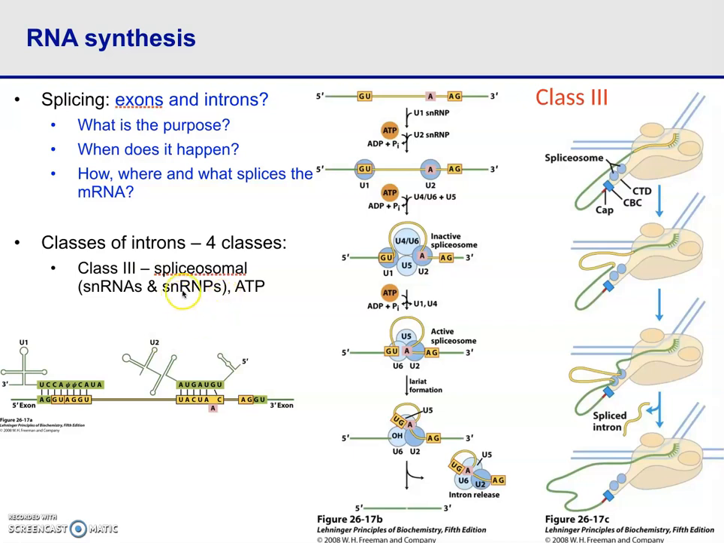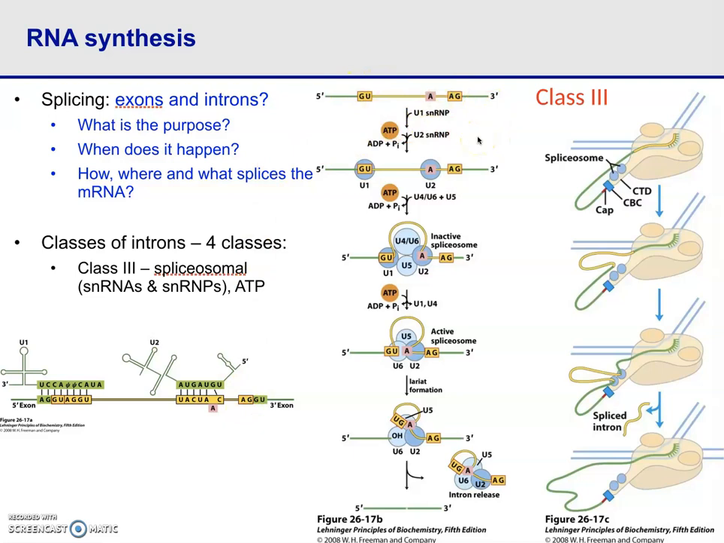The small nuclear RNPs use the small nuclear RNAs to recognize certain sequences within these introns and exons, and thus it guides the splicing machinery that later on will remove the intron. So let's take a look in greater detail how this happens.